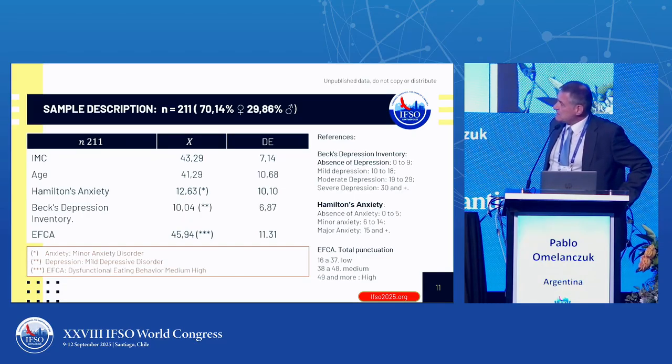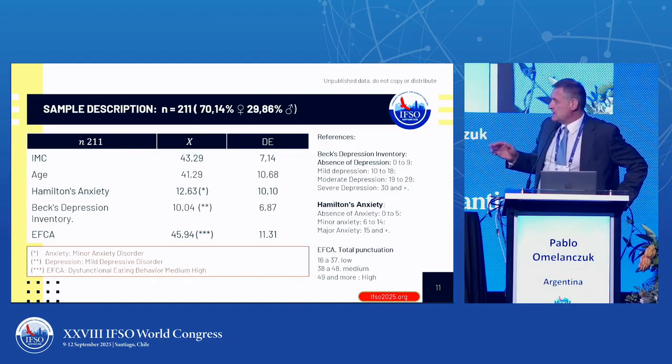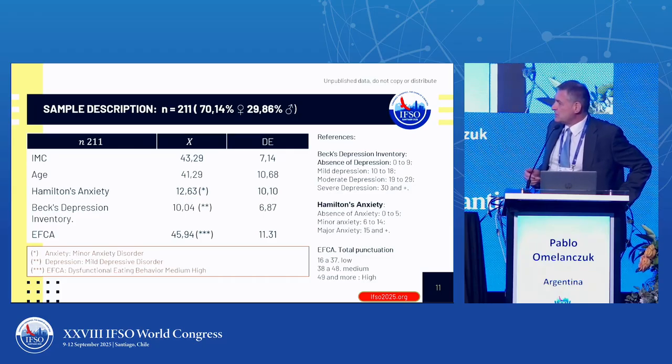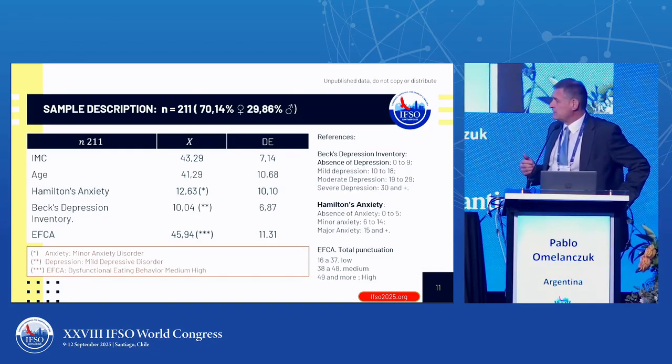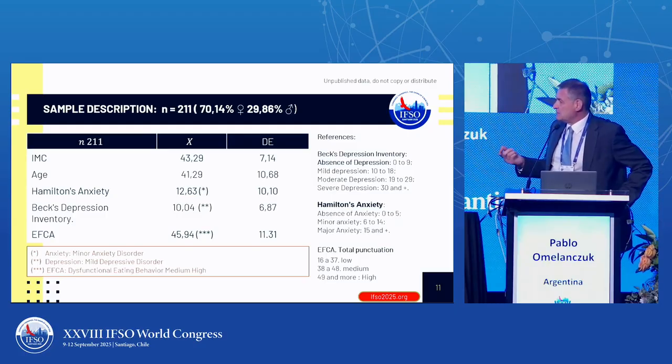So the BMI, the median was 42, the age 41, the Hamilton's anxiety test was 12.63. That means a minor anxiety disorder in this group of patients. Then the Beck's depression test was 10. That means a mild depression disorder. And finally, the EFCA, the eating behavior, was 45.9, and that was a medium high level of disorder.